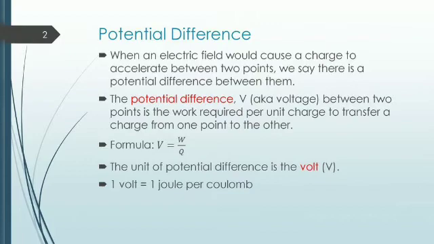When an electric field would cause a charge to accelerate between two points, we say there is a potential difference between them. The potential difference is denoted by V between the two points. It is the amount of work done in moving a unit charge, meaning 1 coulomb of charge, from one end of the conductor to the other end of the conductor, meaning the wire. That is called the potential difference.